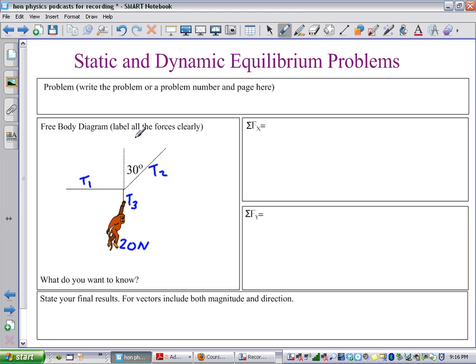So, first we have to draw a free body diagram. Well, what we're really concerned about is the knot between these three ropes. So the free body diagram will be T3, T2, and T1.